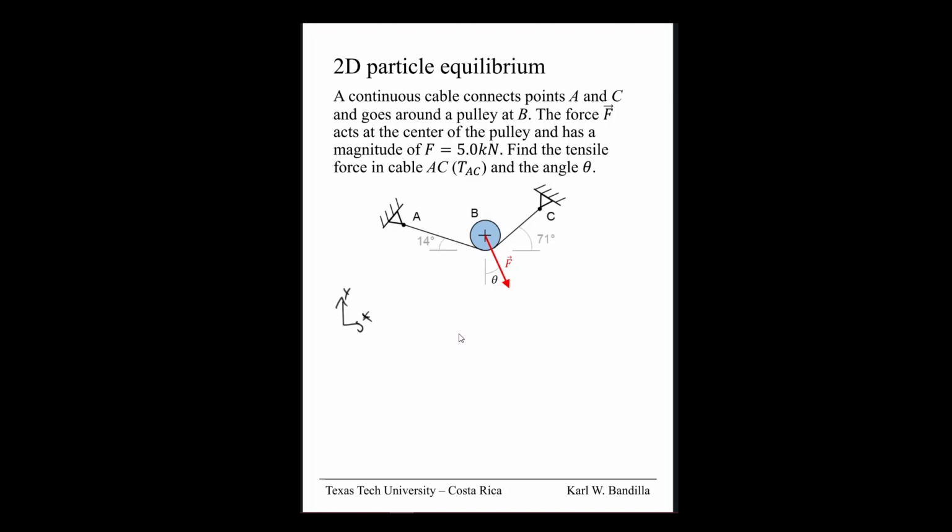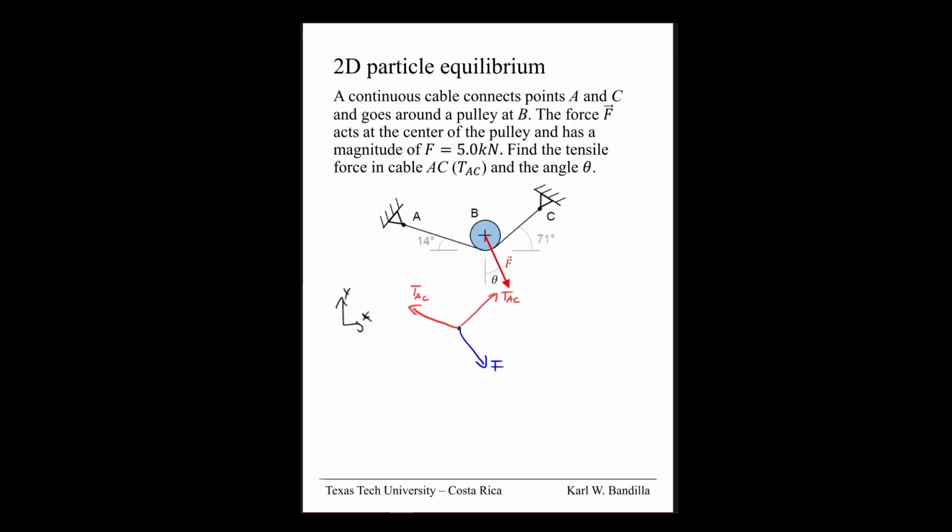Then we will draw ourselves more or less the node, and we have two tensions, one in this direction, TAC, because it's that cable, and then we have another one in this direction, also TAC. It doesn't change. It's the same tension in that whole cable. And then we have our load, which is F going off in this direction.